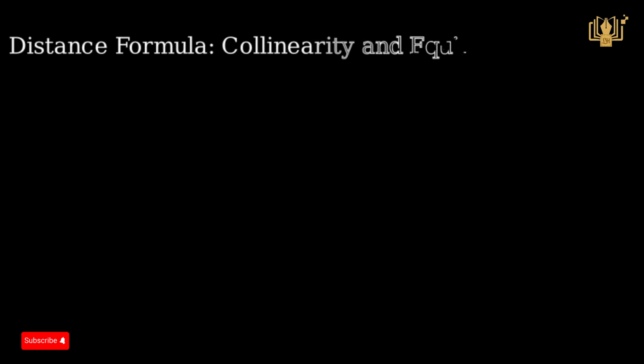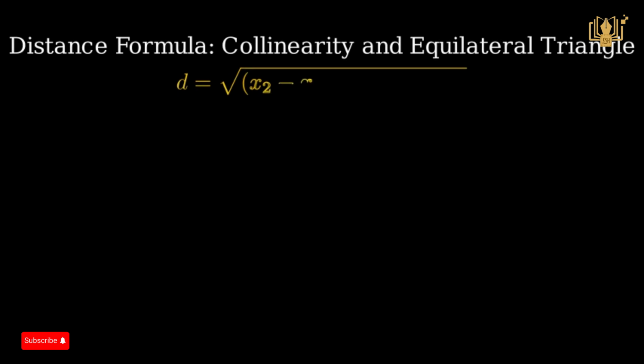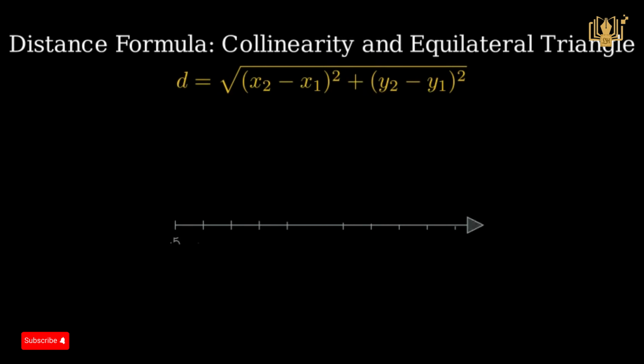We are going to solve 3 geometry questions using the distance formula. The distance between 2 points (x1, y1) and (x2, y2) is the square root of (x2 minus x1) squared plus (y2 minus y1) squared.